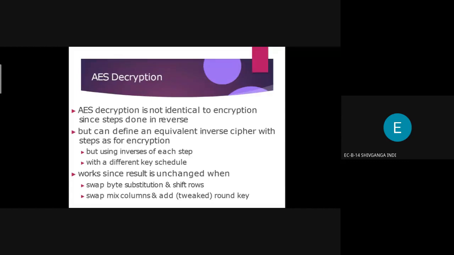Once we encrypt the plaintext into the ciphertext by using the encryption technique, in order to read the message at the receiver side, again we have to convert the ciphertext into the plaintext. For that we have to perform the decryption process, and that process is called AES decryption. But the AES decryption is not identical to the encryption. We have to perform the reverse operations in the decryption phase.